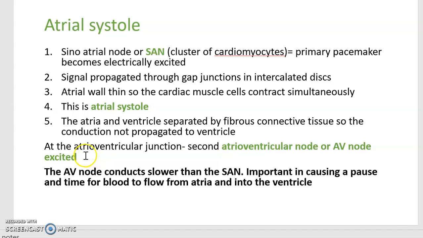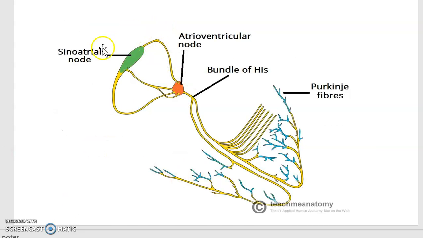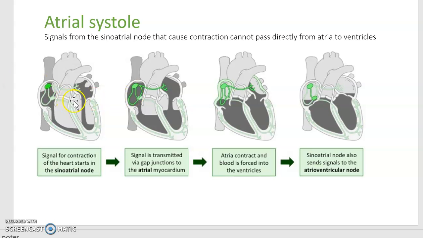Then you've got the atrioventricular junction, and the atrioventricular junction is a second patch of tissue or nodal tissue which becomes excited, and I'll point to you where that is next. So here we've got the sinoatrial node, the pacemaker. We've got this then here, which is at the junction. If we go back to this slide, it's at the junction here.